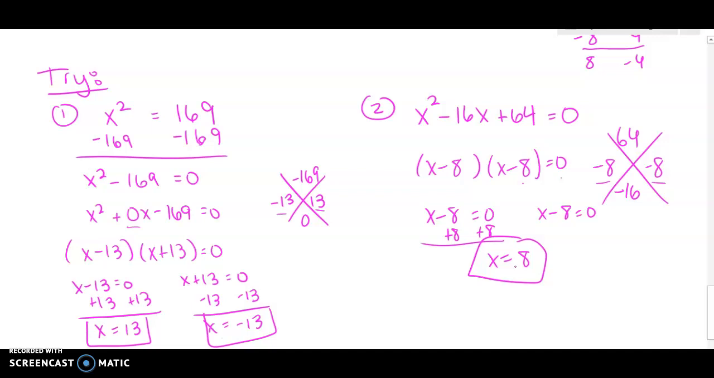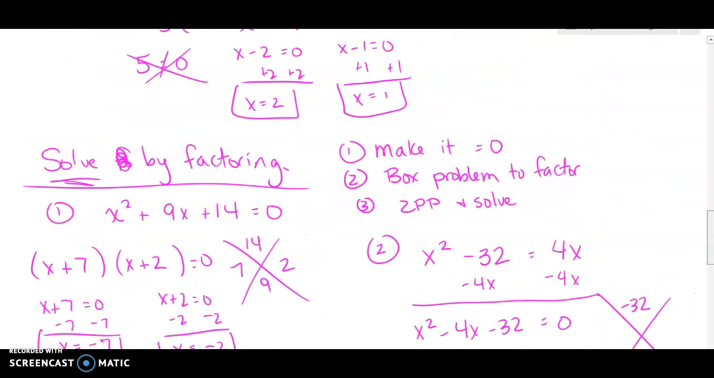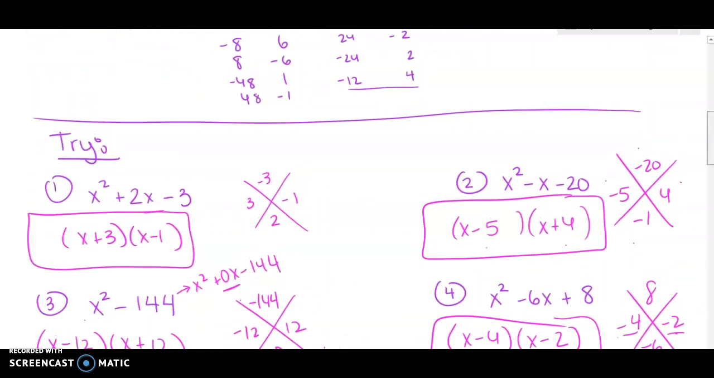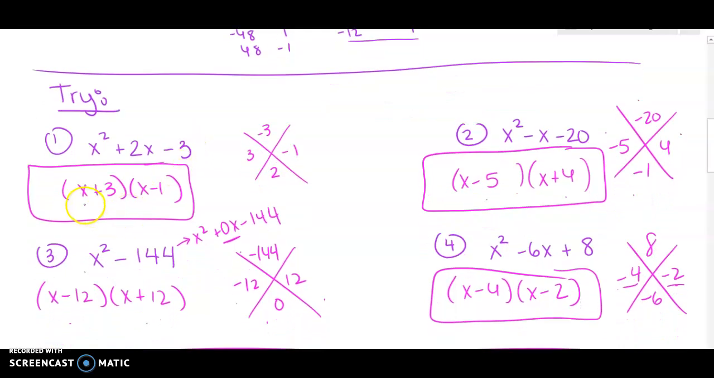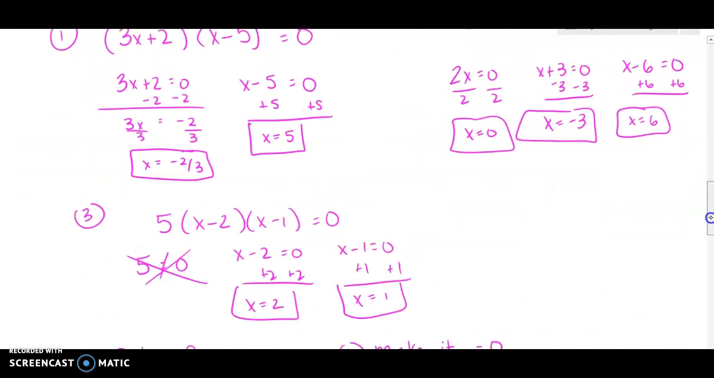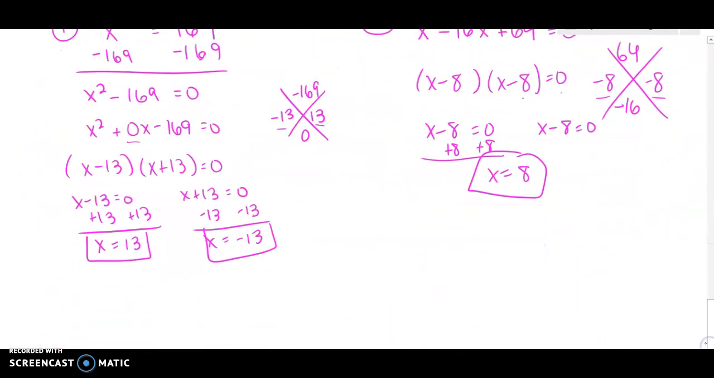All right, so that's pretty much what you're going to be doing on your quiz, is a lot of either factoring or factoring and solving. So pay close attention. If there's an equal sign, your answer will have an equal sign. You'll end up with x equals something. If your problem does not have an equal sign, your answer will not have an equal sign. All right, so that's kind of the main difference between the two. And that's about it. Thanks.